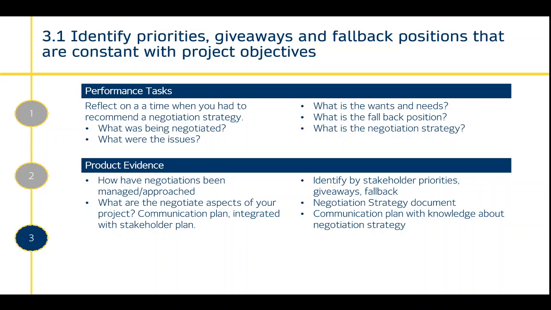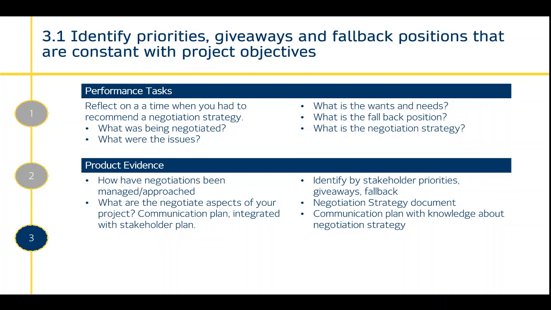So you want to evidence that you've been able to plan this out and come up with your priorities, giveaways and fallback positions. For this, reflect on a time you've had to recommend a negotiation strategy. What was being negotiated? What were the issues? What are the wants and needs of everyone concerned? What's the fallback position? And what's your negotiation strategy?